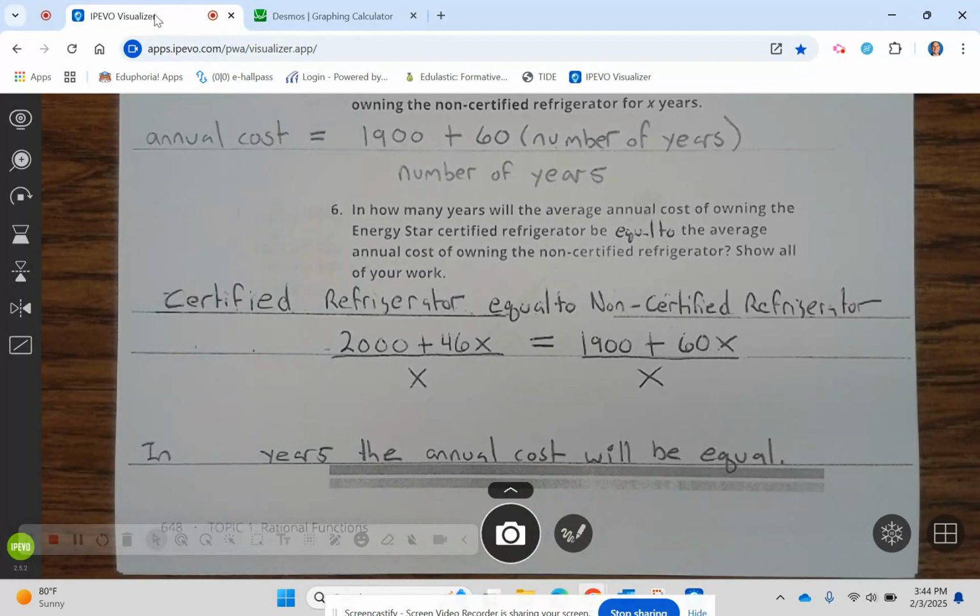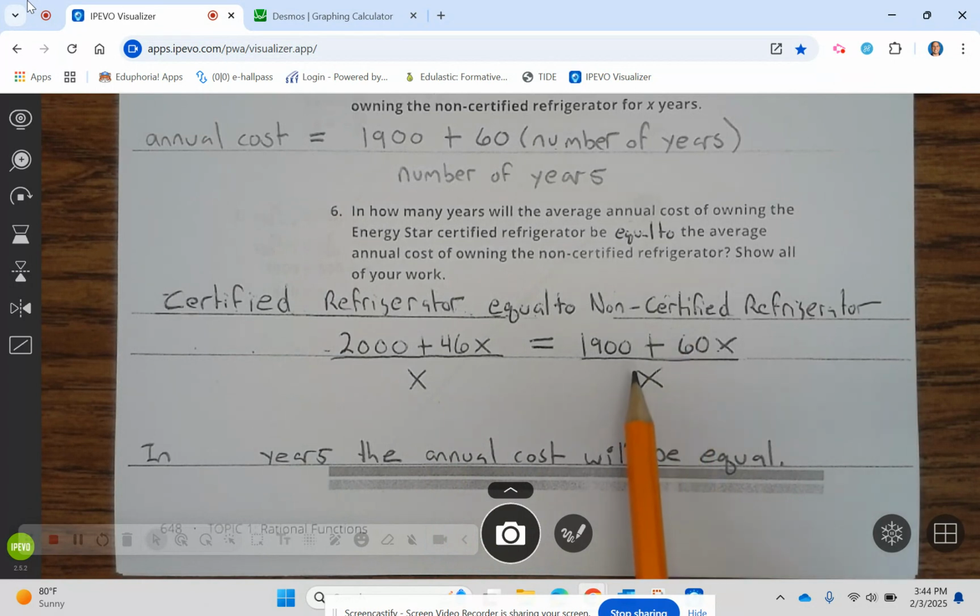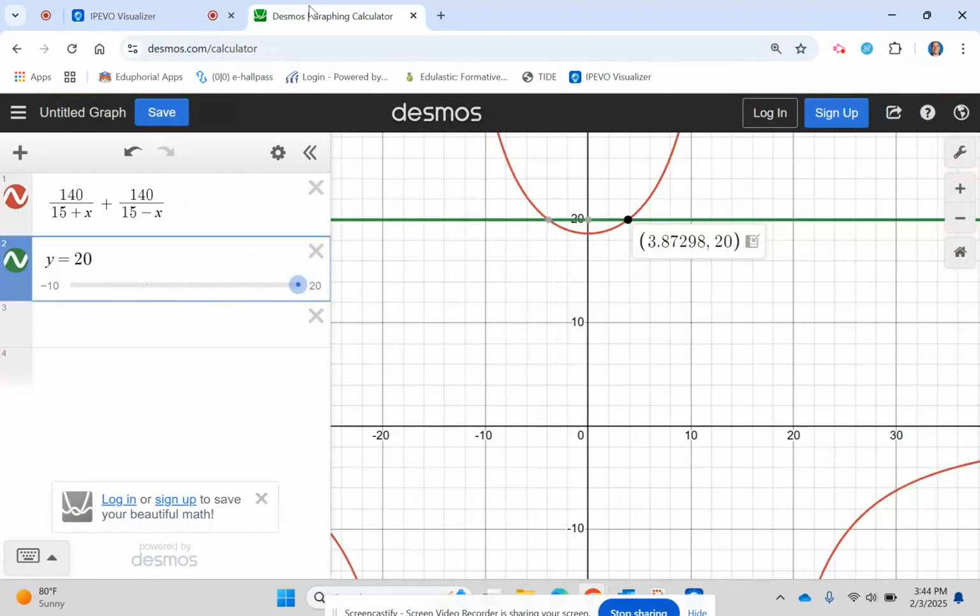6. In how many years will the average annual cost of owning the Energy Star certified refrigerator be equal to the average annual cost of owning the non-certified refrigerator? Show all your work. Okay. So for the certified refrigerator, it's 2,000 plus 46x divided by x, equal to the non-certified refrigerator cost, which is 1,900 plus 60x divided by x. Okay, so now we're going to graph the left side and the right side to solve.